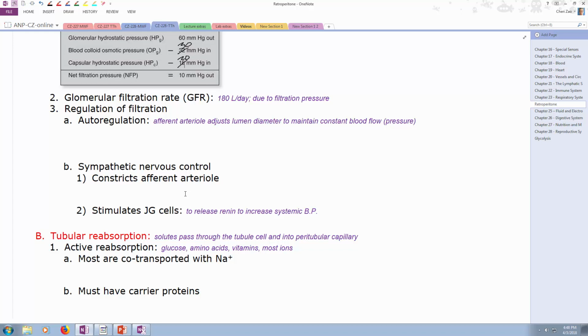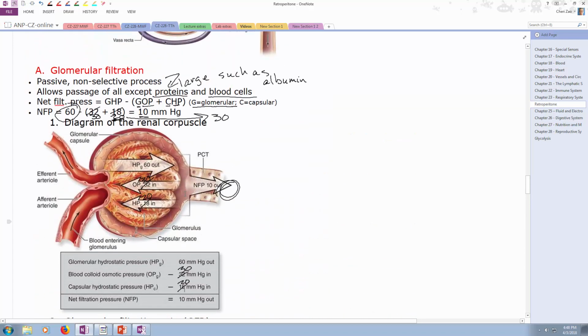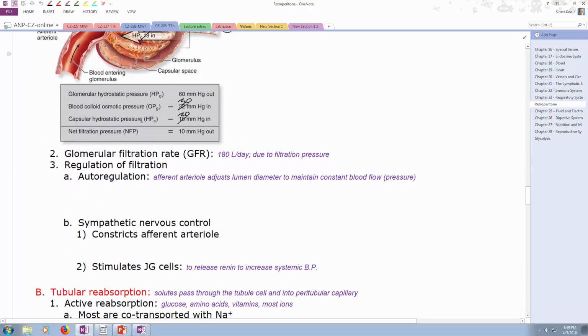Let's talk about high blood pressure. With high blood pressure, what number goes up, of those three numbers? Yeah, glomerular hydrostatic pressure goes up with high blood pressure, correct? And so that means that if this number goes up, then this number will go up too, correct? And ultimately you'll make more filtrate, but that's not what most people do over time. And that's because we actually have autoregulation.